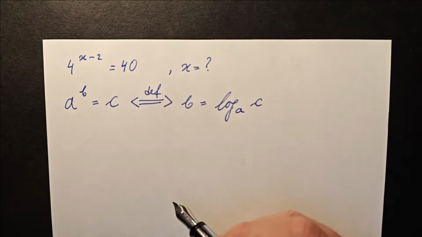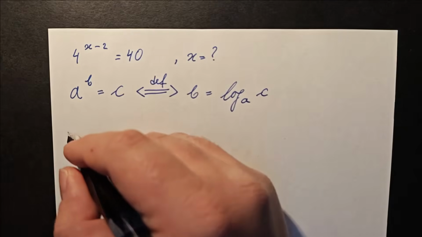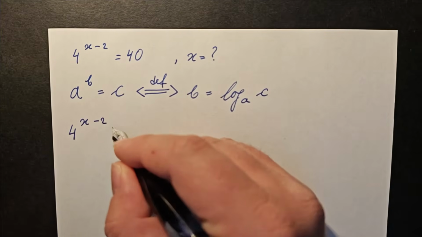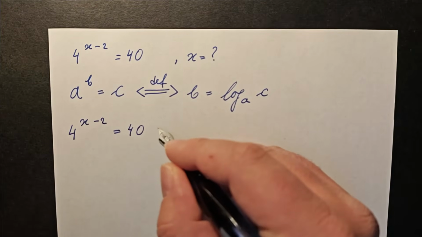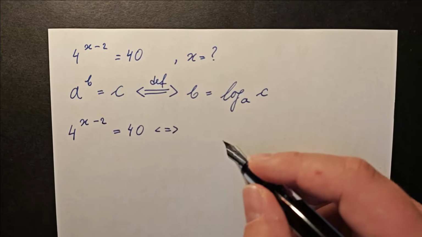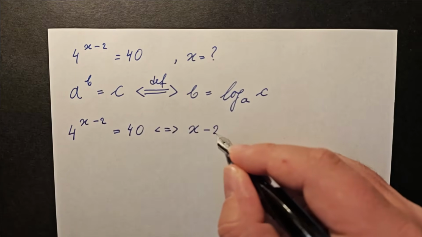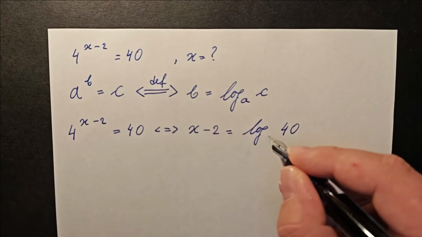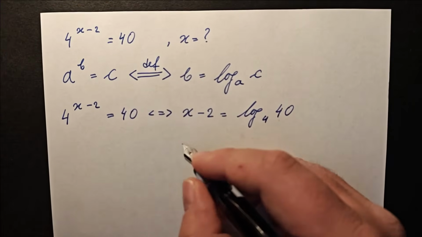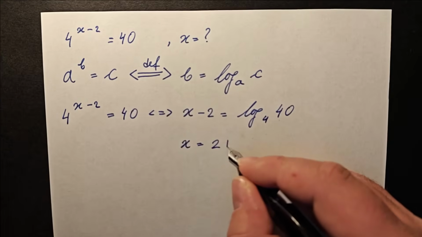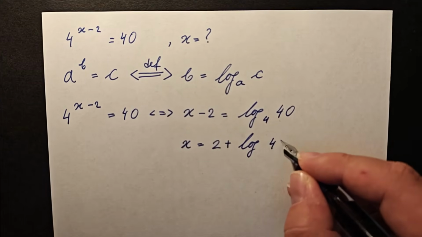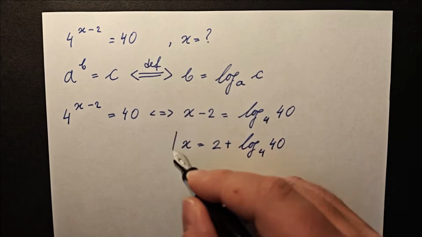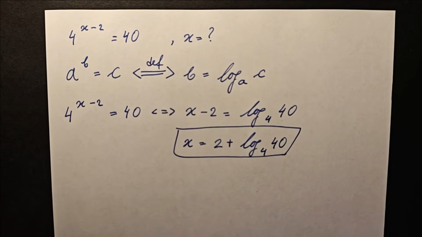By using the definition of a logarithm, the equation 4 to the power of x minus 2 is equal to 40 is going to be transformed into x minus 2 is equal to a logarithm of 40 for the base of 4. And then x is equal to 2 plus a logarithm of 40 to the base of 4, and this is the final solution.